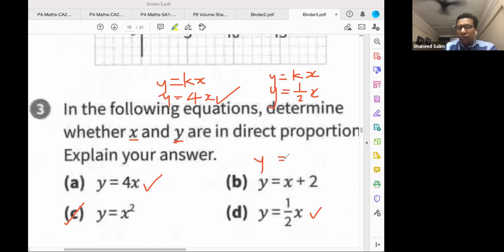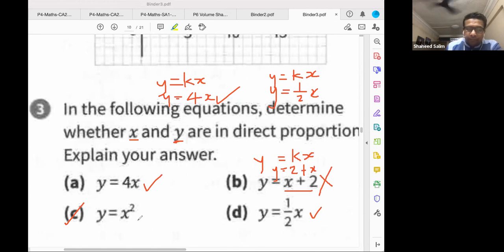Y equals k... x. This is not kx. This is like k plus x. Like imagine I put 2 plus k. So this is not. Y and x are not in direct proportion, because this is k times x, not k plus x.